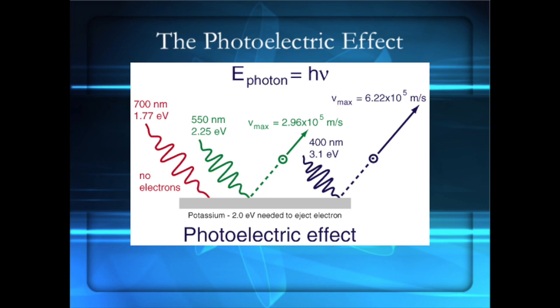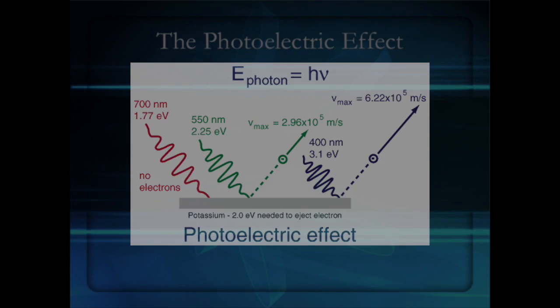Firstly, electrons were ejected from the metal only when certain wavelengths of light hit the surface. Secondly, the intensity of the light didn't seem to matter. Only the wavelength determined whether an electron could escape. Thirdly, the kinetic energy of the ejected electron increased linearly with the frequency of light.